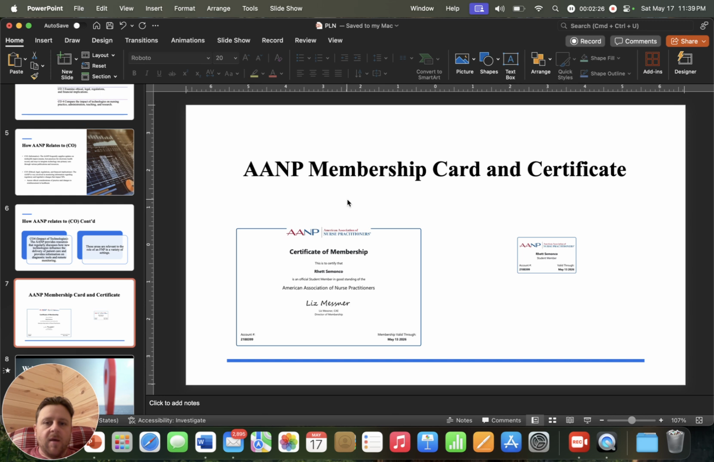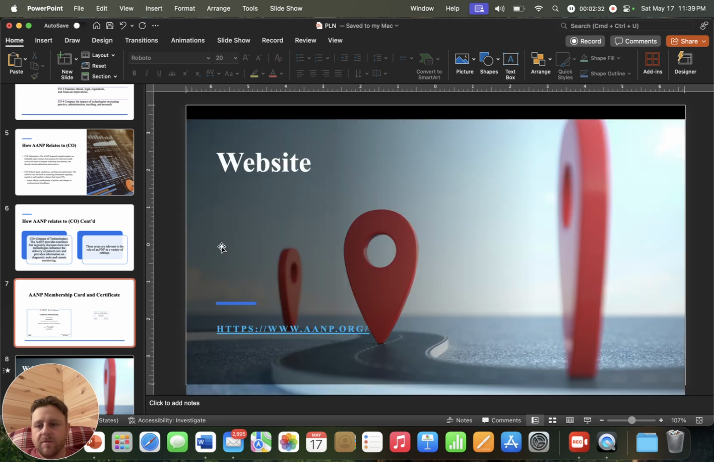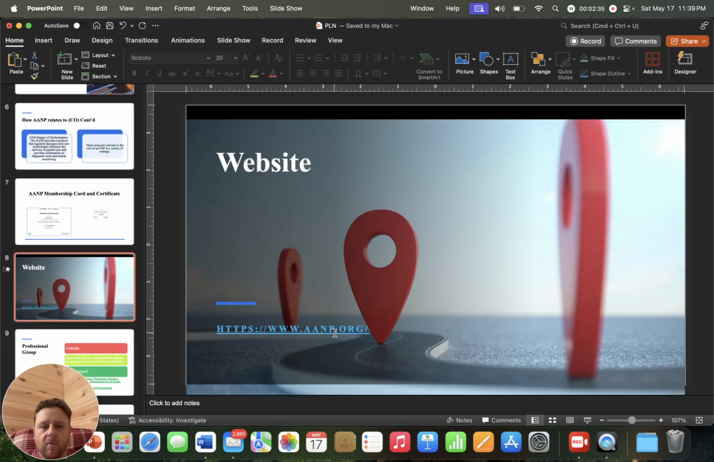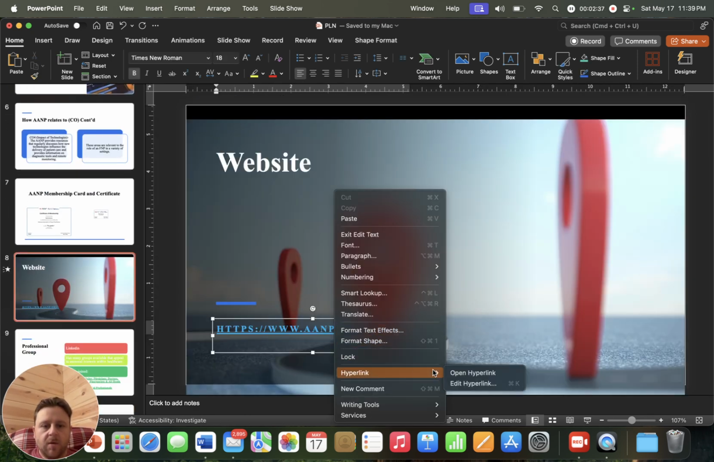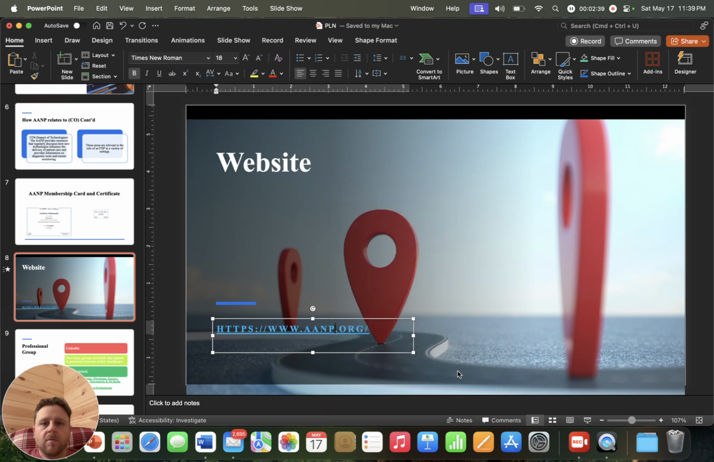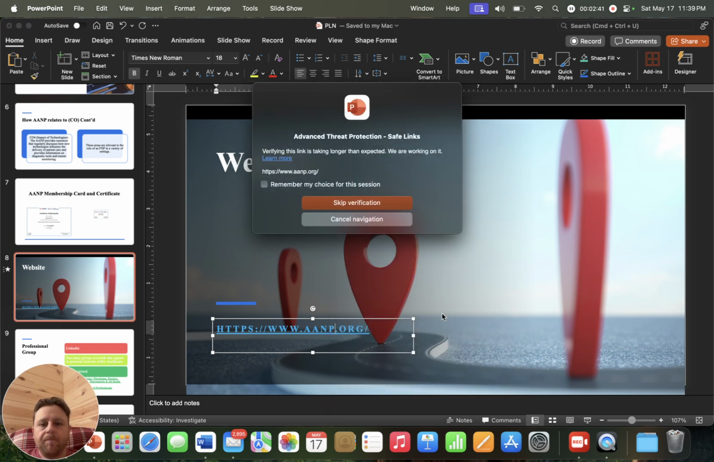Here is my AANP membership card and certificate. This is my card and my certificate. Got it on May the 13th. And here we're going to open up the link to the website.